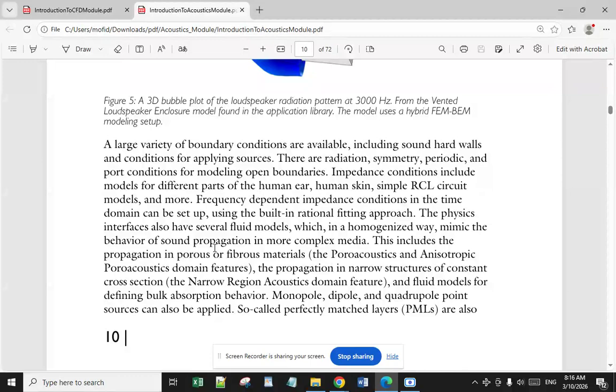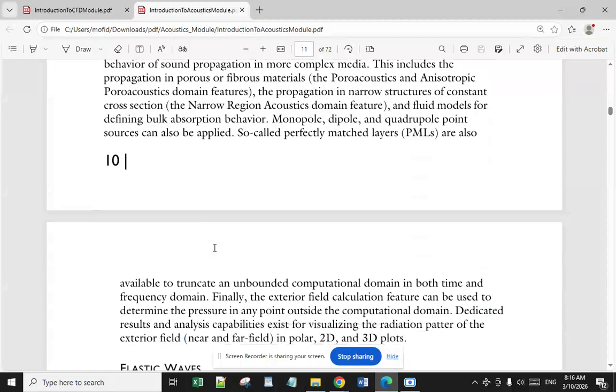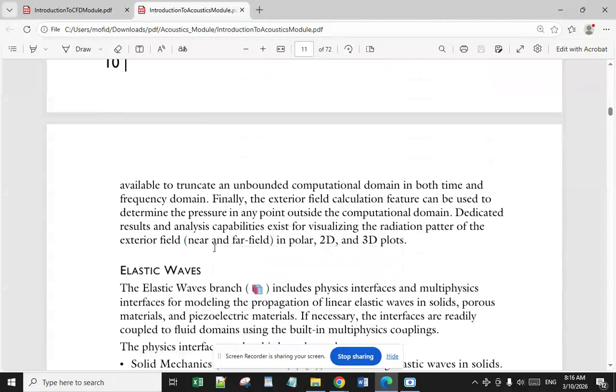So-called perfectly matched layers, or PMLs, are also available to truncate an unbounded computational domain in both time and frequency domain. Finally, the Exterior Field Calculation feature can be used to determine the pressure at any point outside the computational domain. Dedicated results and analysis capabilities exist for visualizing the radiation pattern of the exterior field, near and far field, in polar, two-dimensional, and three-dimensional plots.